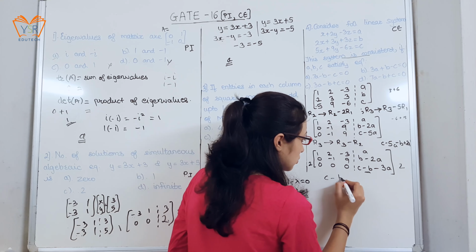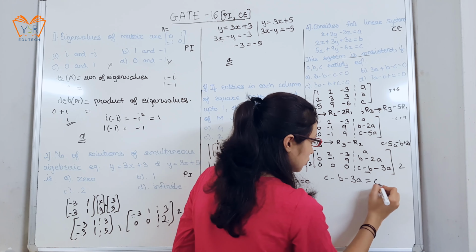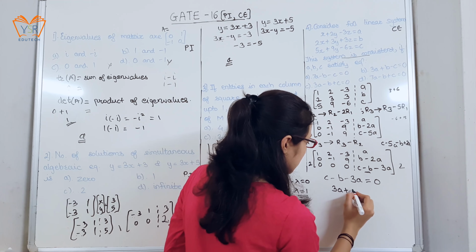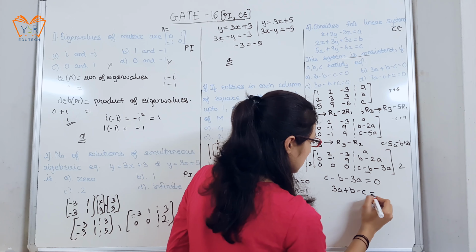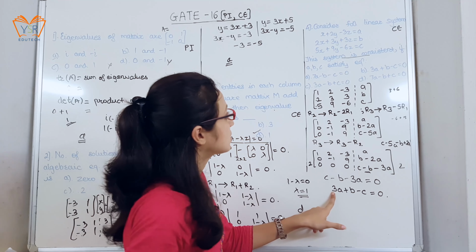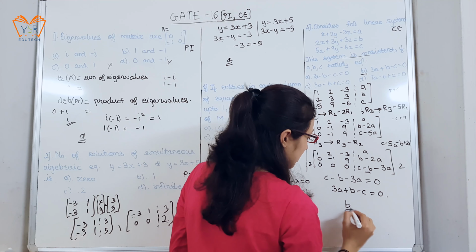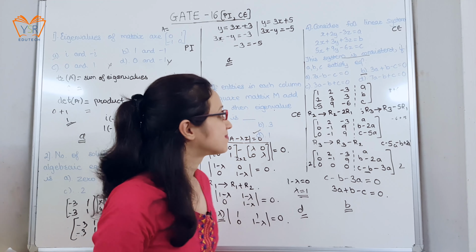So to make it equal to 0, its value should be 3A plus B minus C is equal to 0. So just check out the options. Option B is the correct one.